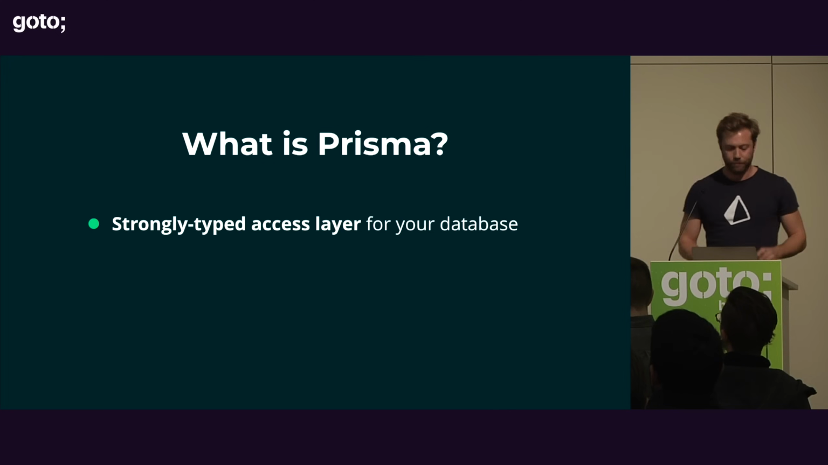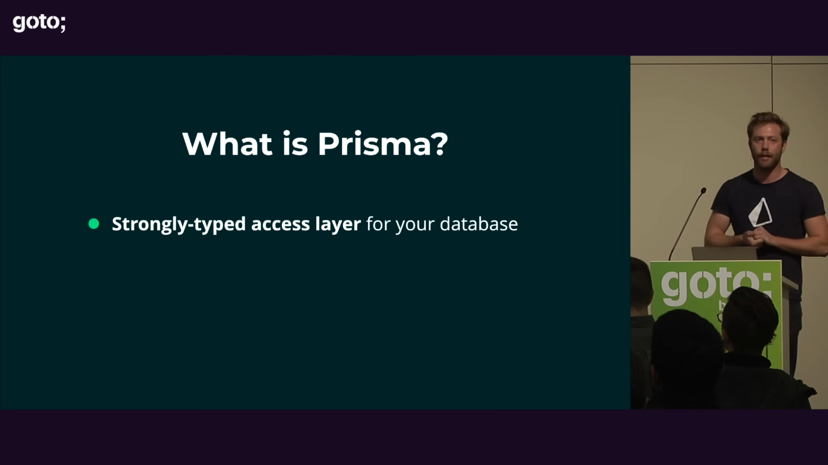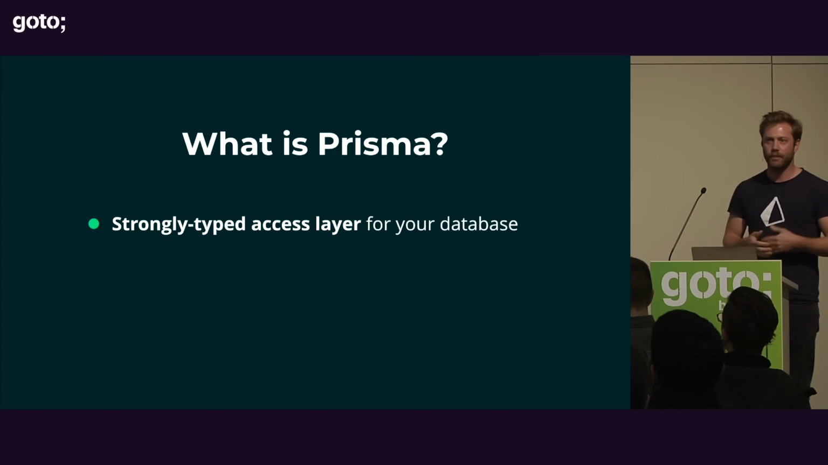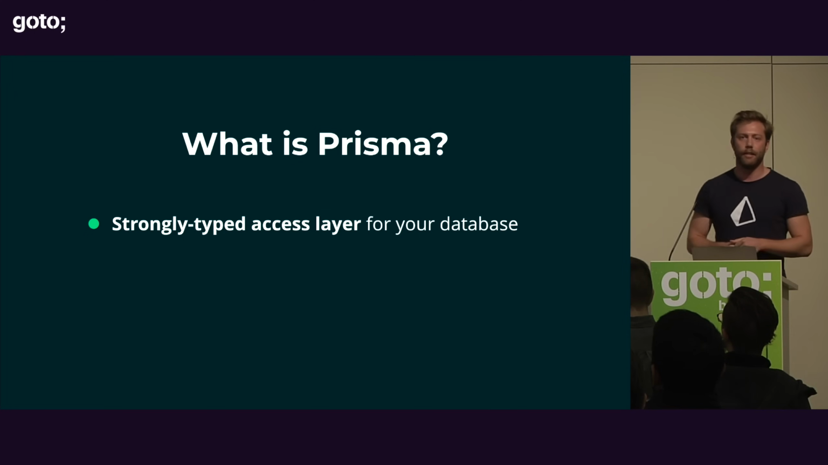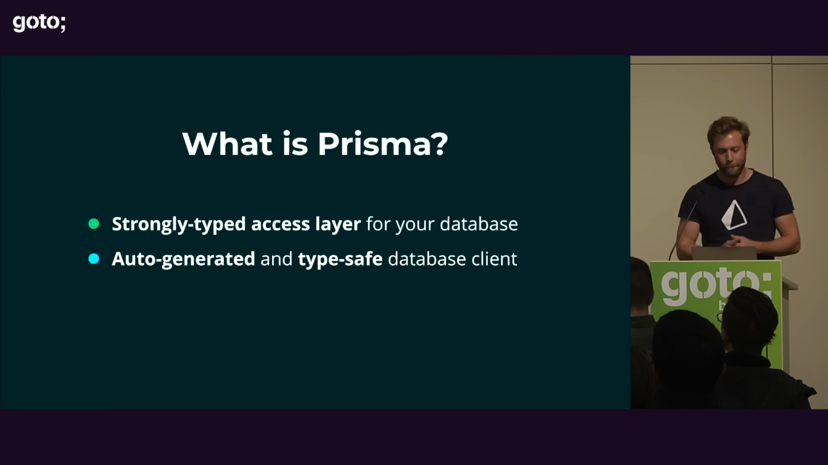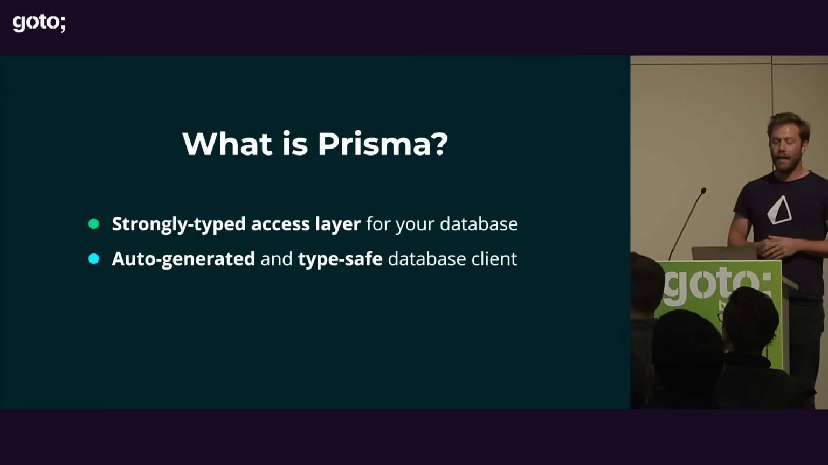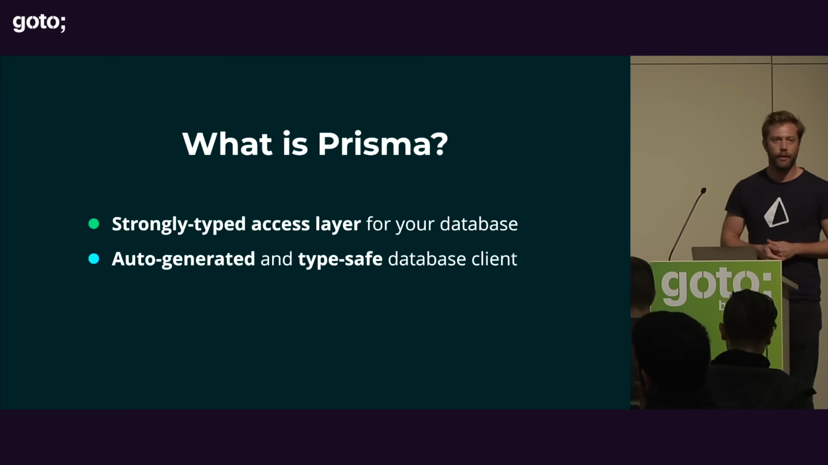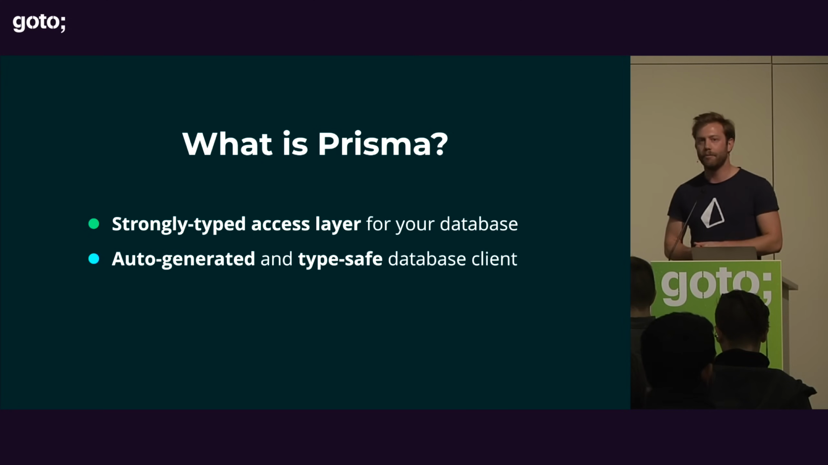First, what is Prisma? So basically, Prisma is a strongly typed access layer for your database. Think of it somewhat as an ORM. So it tries to solve a similar problem, but it has a lot more features and it's also a lot more powerful than traditional ORMs. The way you're using Prisma for your database is that there is a Prisma client that is auto-generated based on the data model that you provide. The data model, we'll talk about it later, will be mapped to your database, and it's also type safe.